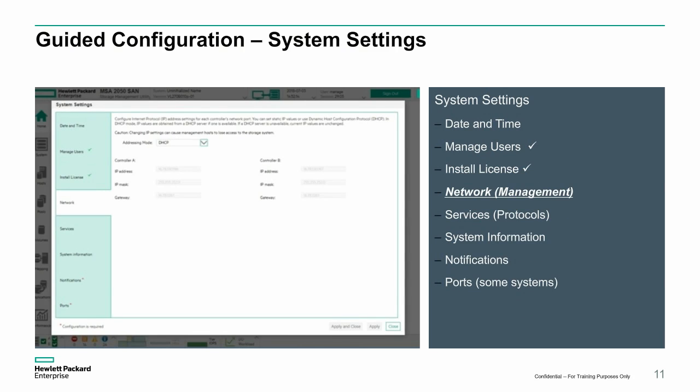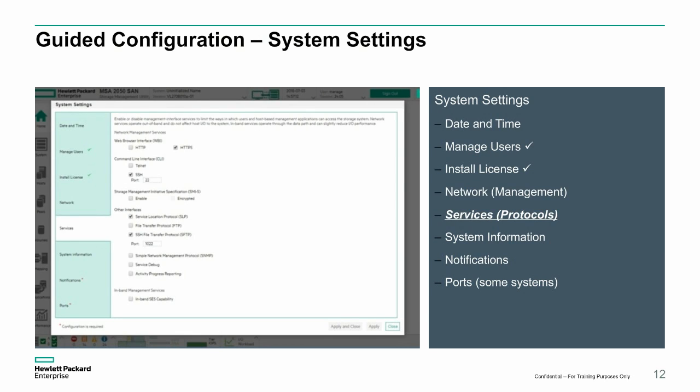Again, the check mark is shown for the completed required visit. On this panel, we can set the management IP addressing mode and IP settings. Please see the HPE MSA Storage Management Utility Reference Guide for details on setting the management IP addresses. Next, system settings, services.